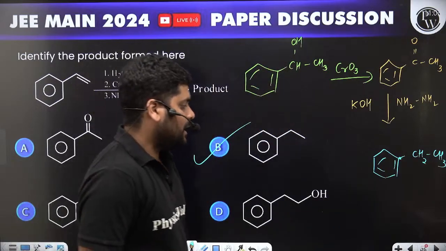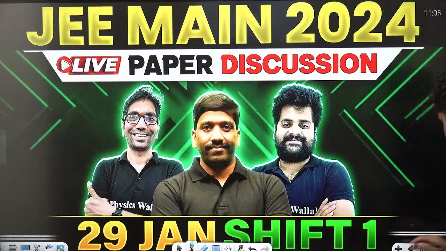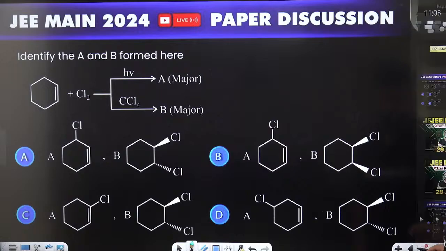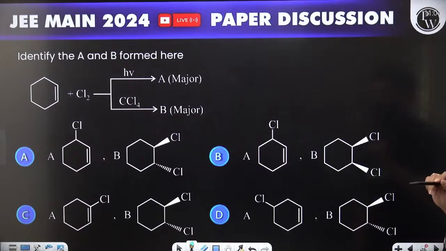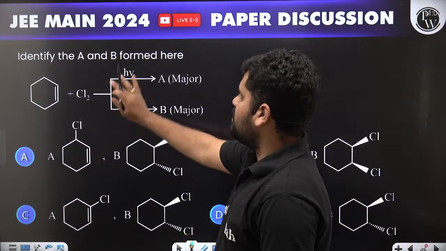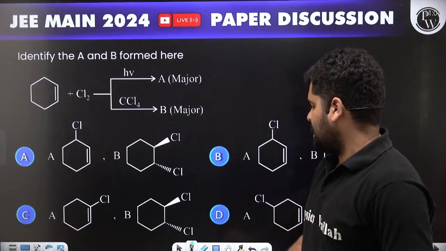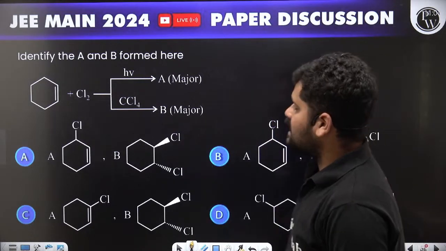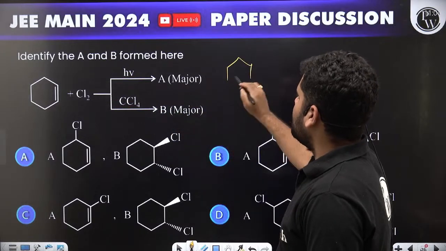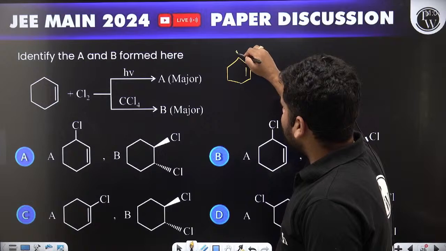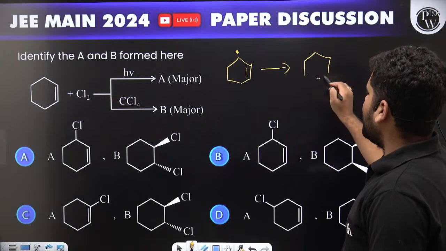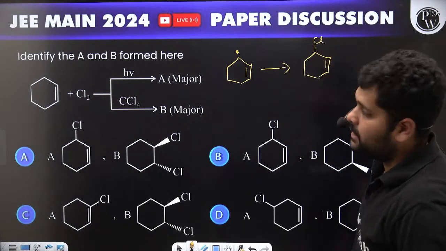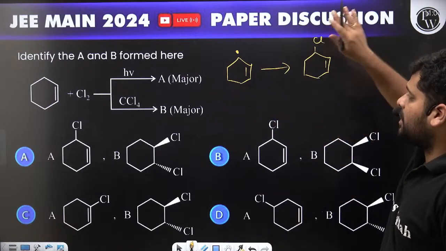Okay, now moving on to the next one. The next question after this we have it over here. See, in this case we have added Cl2 in the presence of sunlight. Now this particular reaction proceeds through a free radical mechanism. Which free radical is going to be more stable? The one which is allylic, isn't it? So Cl would be added over here and you are going to get this compound. So in the presence of sunlight, even if you heat it, you are going to get this particular compound.